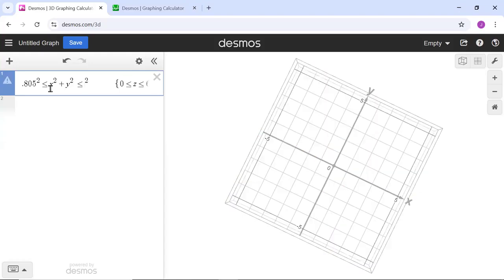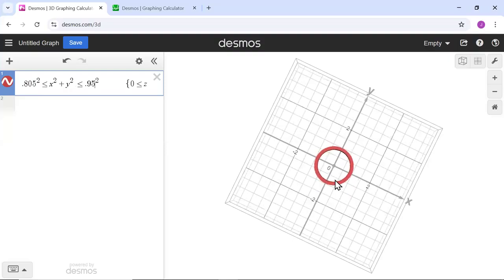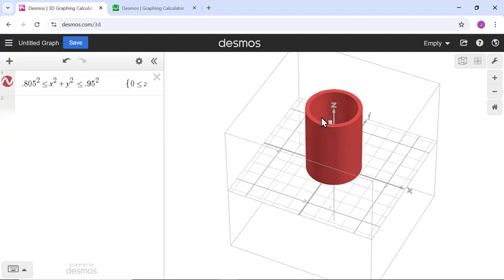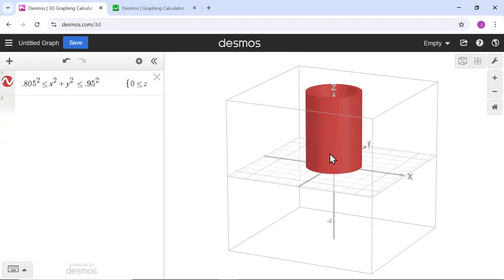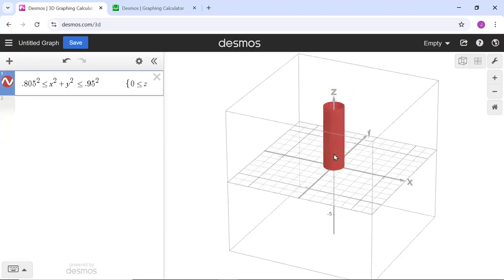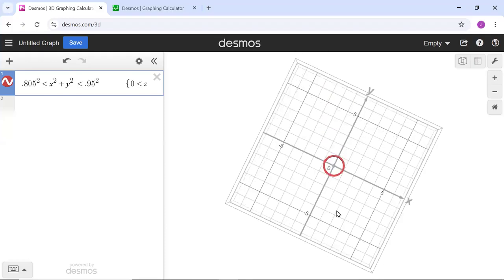And the diameter of the Schedule 40 pipe on the outside is 1.9. So that means the radius is 0.95. So the pipe looks like this. And we're trying to find the volume of a 6-inch length of that pipe.